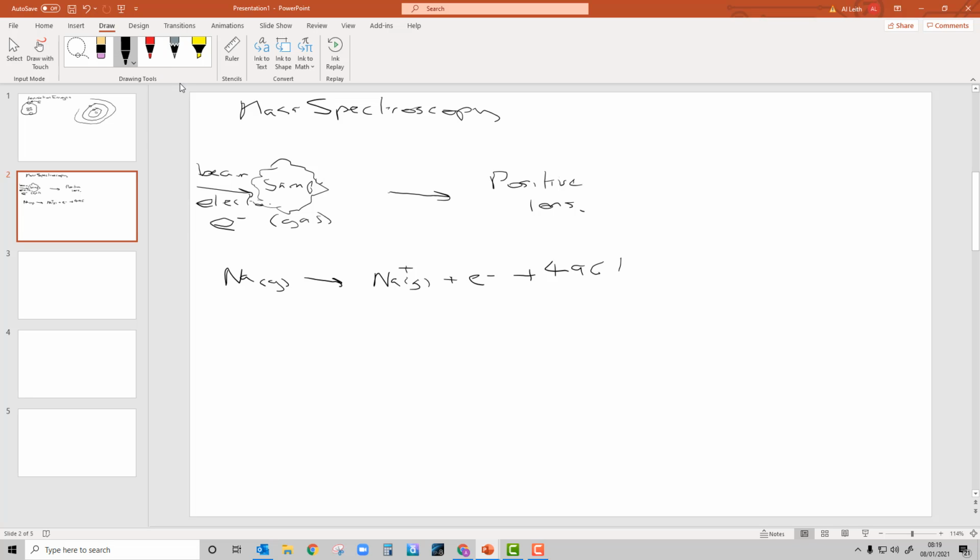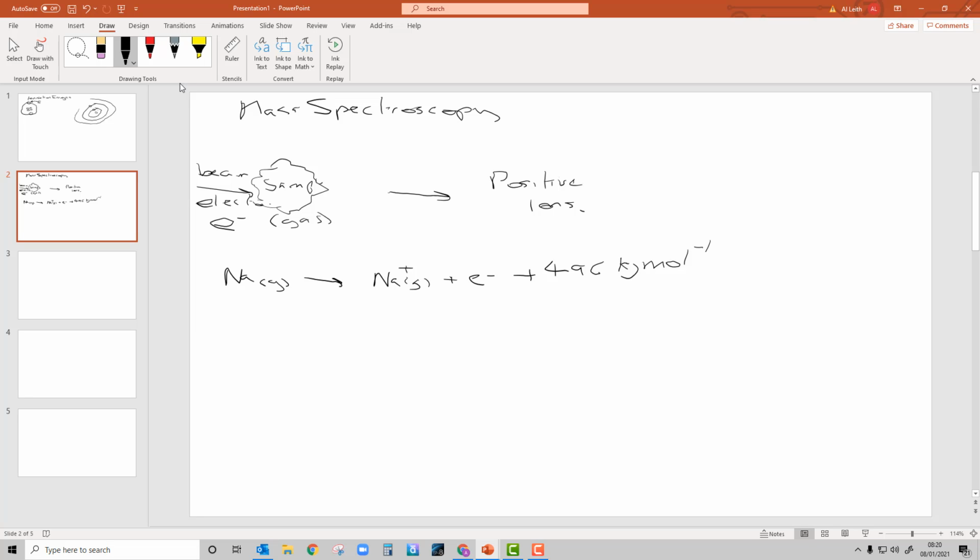So I wanted to remove that because we've got to get the units right. All right, kilojoules per mole. Okay. So essentially, that is the first ionization energy of sodium, 496 kilojoules per mole.